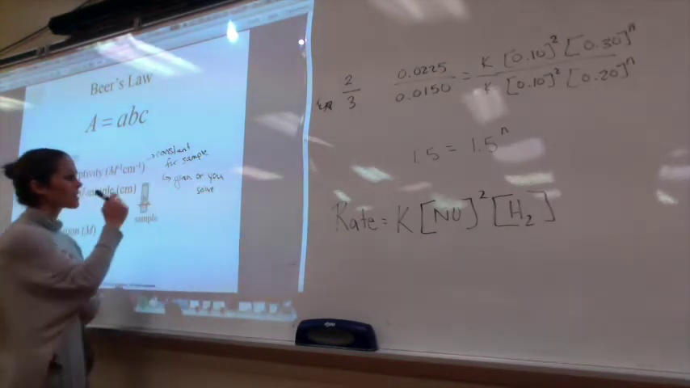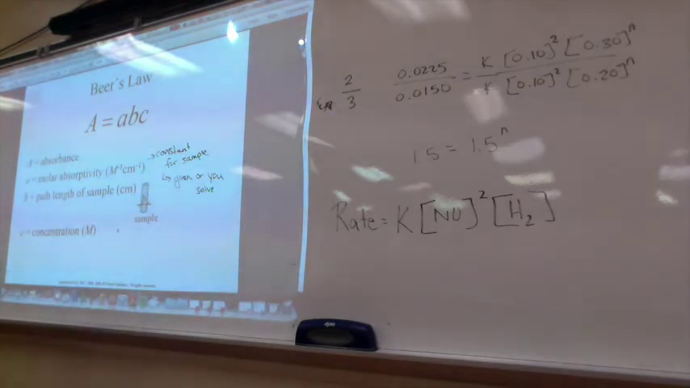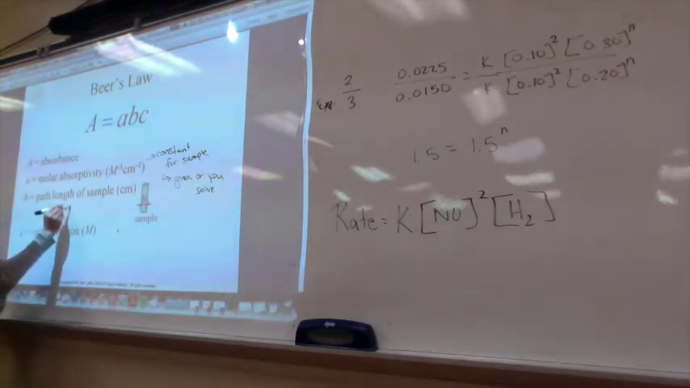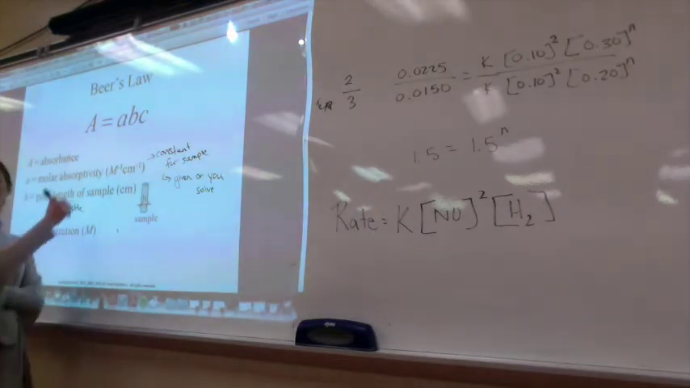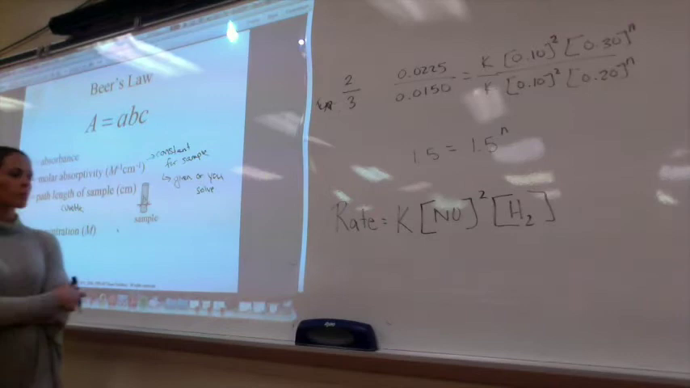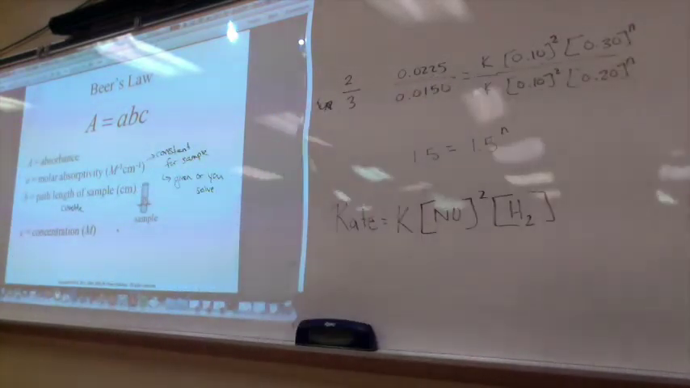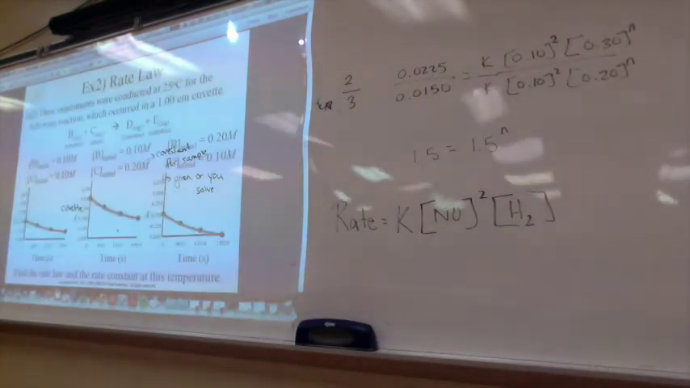I have seen before a few questions, not that many, where they do give you absorbance data for a kinetics problem. It's not my favorite, but they might give it to you. So then b would be the path length of the sample, which means how big is your cuvette. So the cuvette size. It's usually like a 1 centimeter or whatever they might give you. And then the concentration, c, is what you're really solving for, right? So they'll give you some absorbance data. These are not that frequent, but I'm going to show you how to do them.